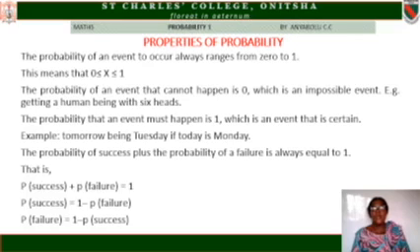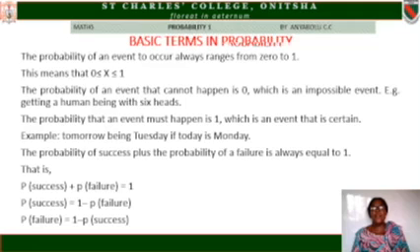4. The probability of success plus the probability of failure is equal to 1. That is, probability of success plus probability of failure equals 1. If you want to get probability of success, that is 1 minus probability of failure. To get probability of failure, that is equal to 1 minus probability of success.